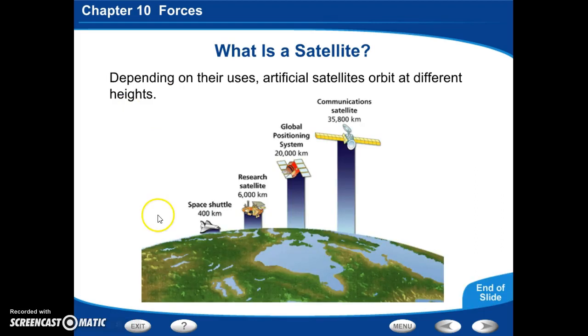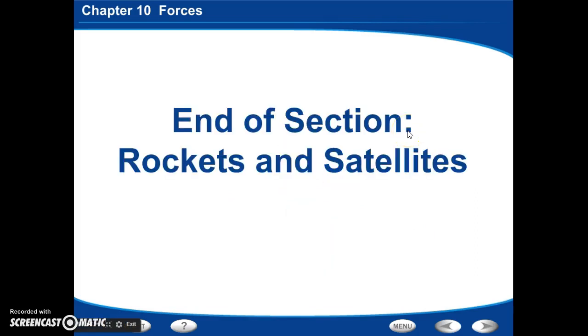And satellites are at different distances from the face of the Earth, depending on what their job is. So you can see there are 4 different types of satellites here. And the space shuttle, when it does come in, it does go around the Earth. It's much lower than the research or global or GPS systems or the communication satellites. And that's it.